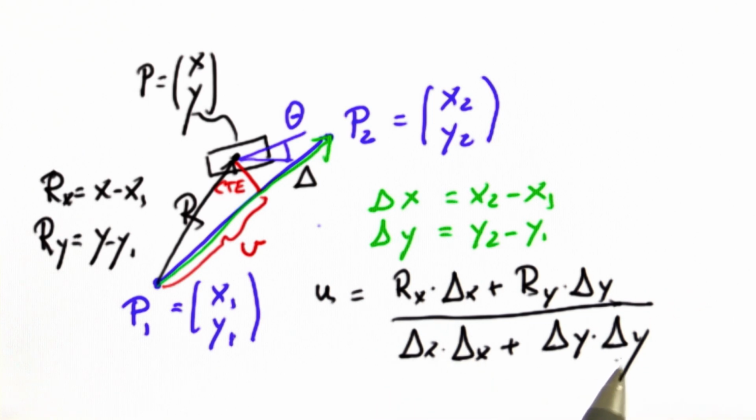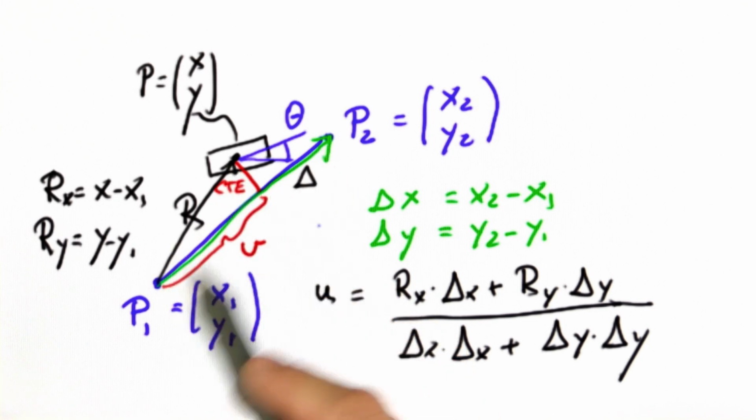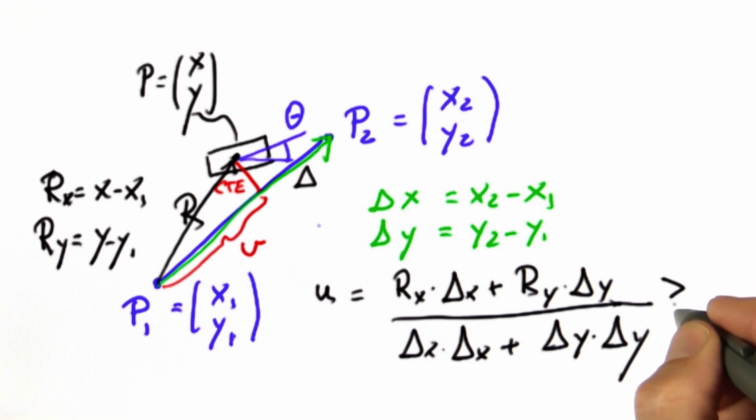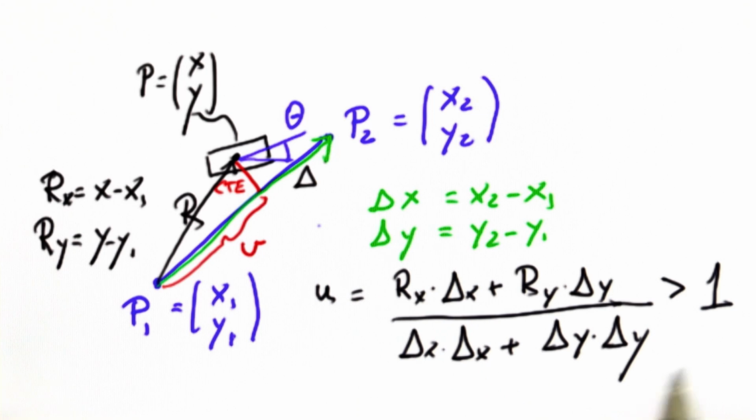Why? Well, this normalizes the vector length to 1, and this is the dot product of this vector over here and the green vector, which happens to define the distance. So if this is larger than 1, we know we've left the segment. It's time to move on to the next one.